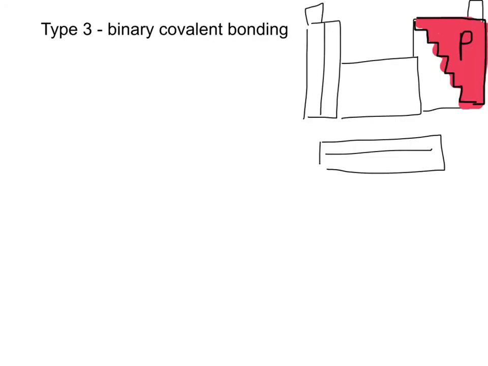Okay, for type 3, binary covalent bonding, both things have to be in the upper P. That's this part that I shaded in red. They both have to be in here, the one that starts it and the one that ends it. And binary compounds are just that, binary meaning 2. You already know how to name this. You've already been exposed to this. You know what CO2 is. What is it? It's carbon dioxide.